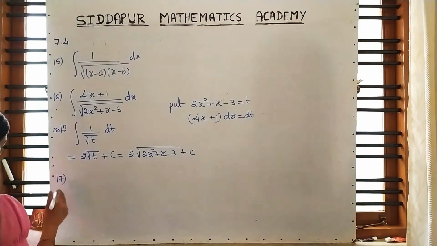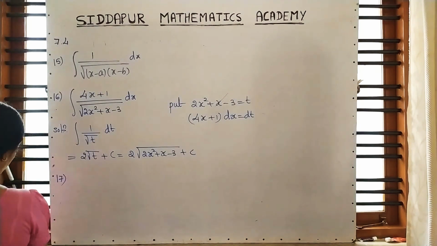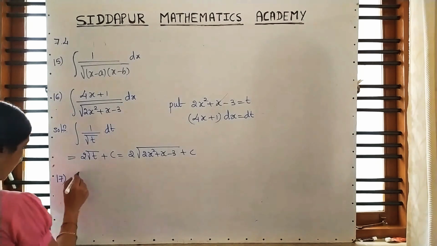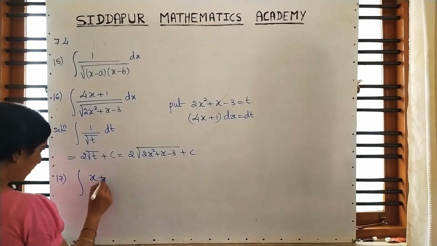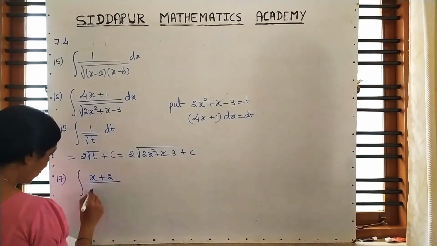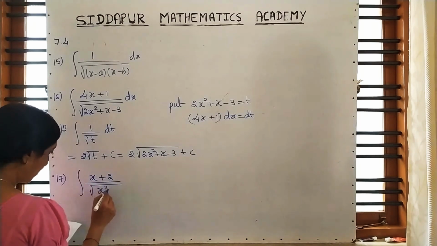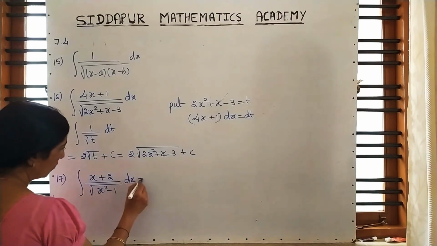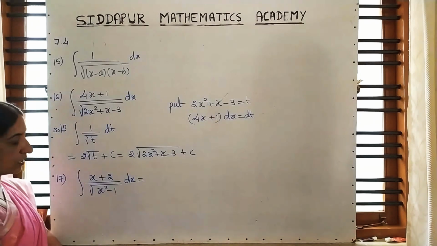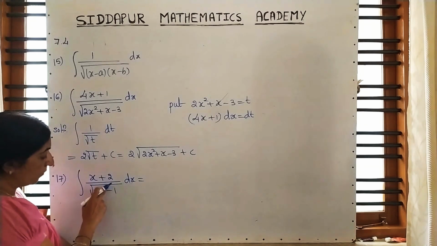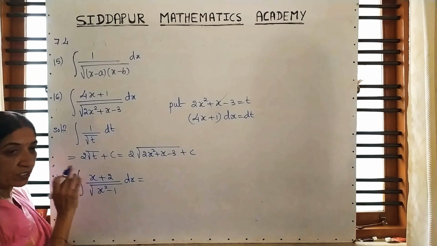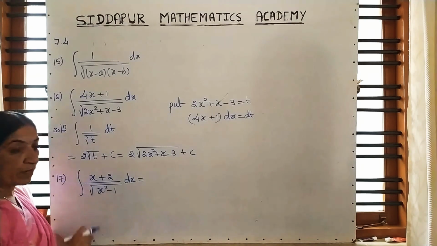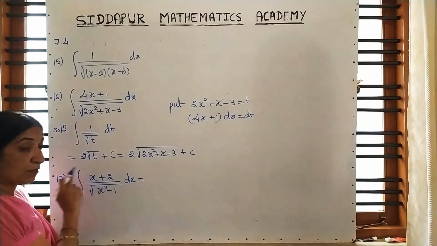Moving to the next question, question number 17. Here (x + 2) upon root of (x² − 1) dx. See, again it is interesting. Here when you differentiate the denominator, x² differentiation is 2x, which is not there. Differentiation of −1 is 0. But we required x + 2.